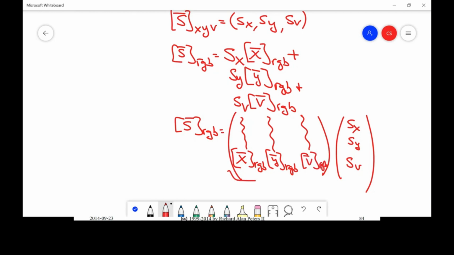This matrix is in general called the matrix of the coordinate system change. You may remember this result from algebra, right? It is not very complex. You take your coordinates in the old system and multiply by a matrix whose columns are the basis vectors of the old system, but now expressed in the new system.